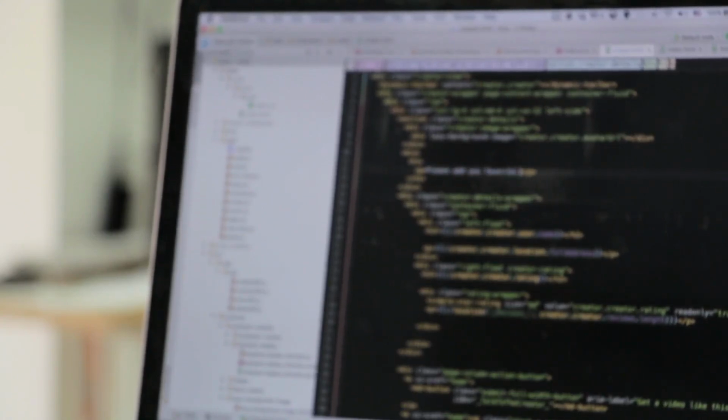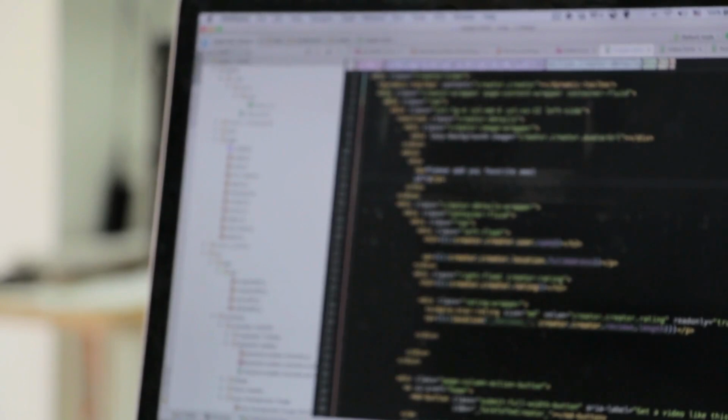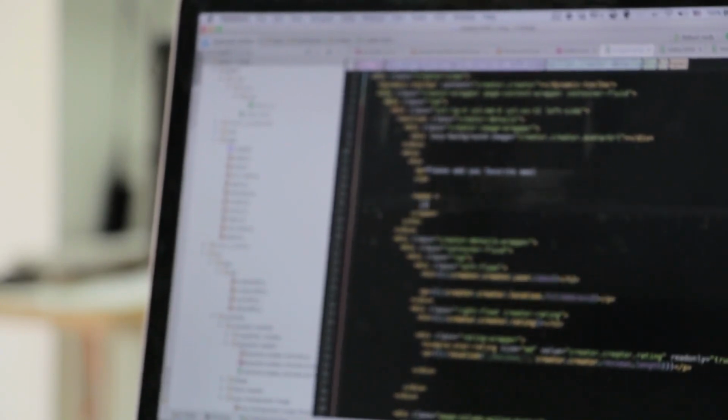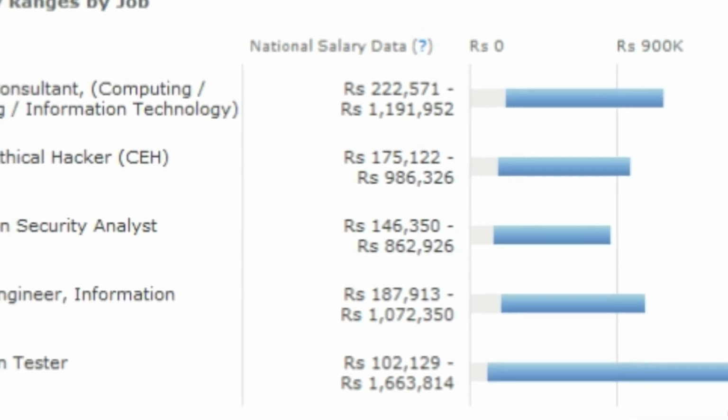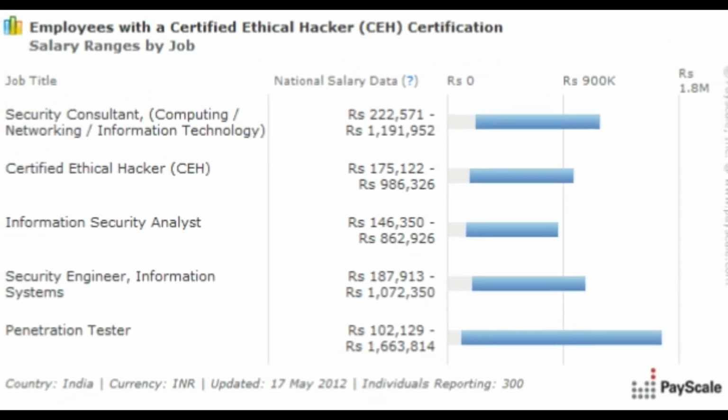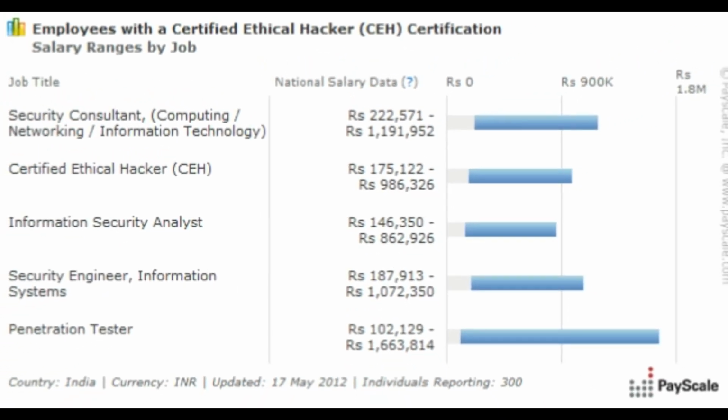As I have already said, there is a huge demand for ethical hackers not only in India but all over the world. But very few of them are produced. So there is a high scope in this field, and also the amount paid to them is quite high as well.